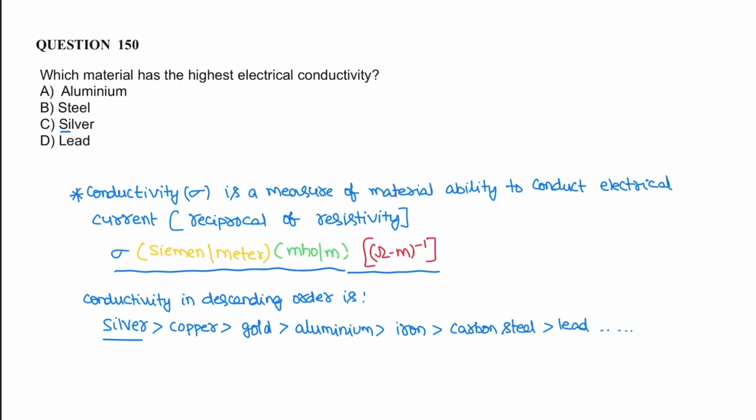The question asks for the highest electrical conductivity, not thermal conductivity. Highest electrical conductivity is for silver. So the correct option is C.